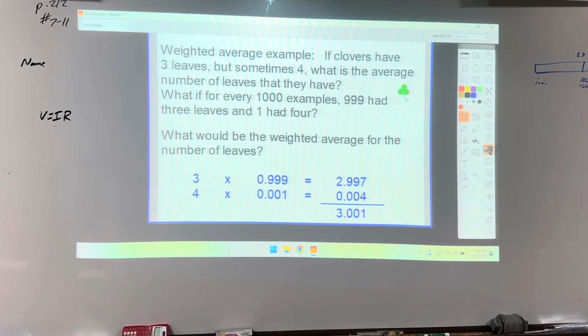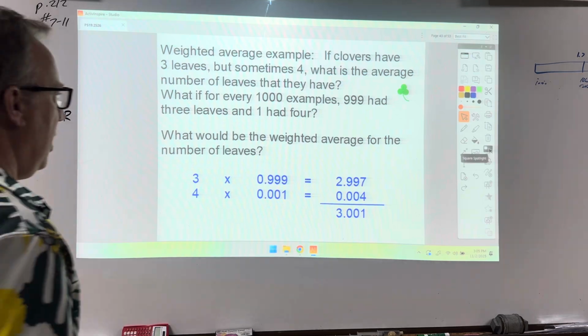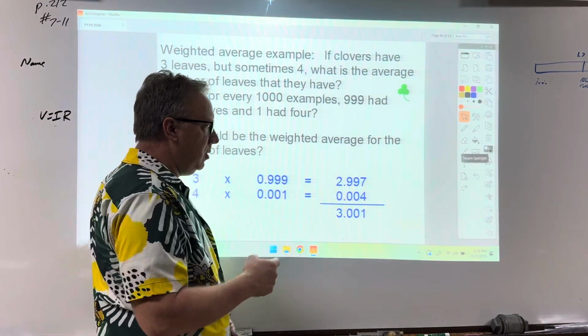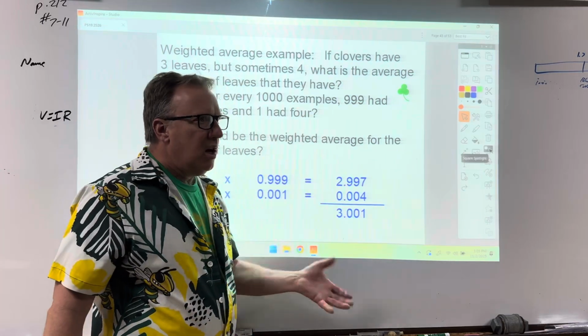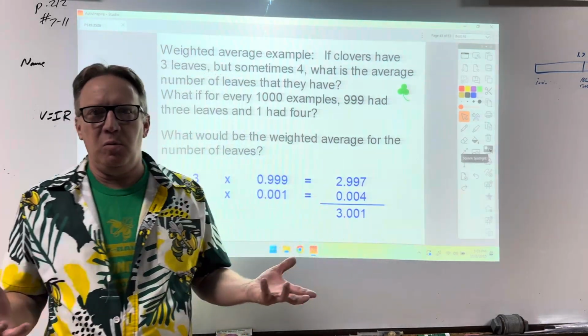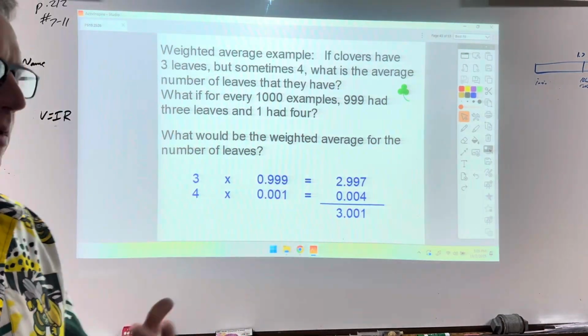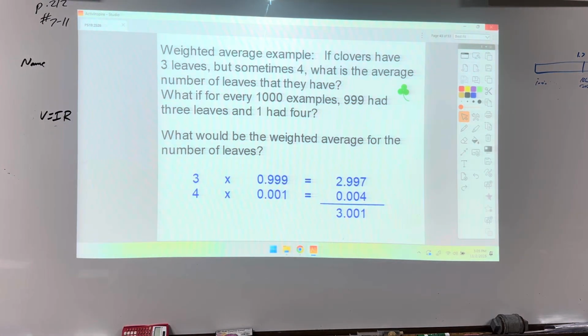It's pretty simple actually, because you have a multiply problem, you write down the answer, multiply problem, you write down the answer, then you add. Well, you know how to add, you know how to multiply. So if you just do those things in the right order, you can get a weighted average.